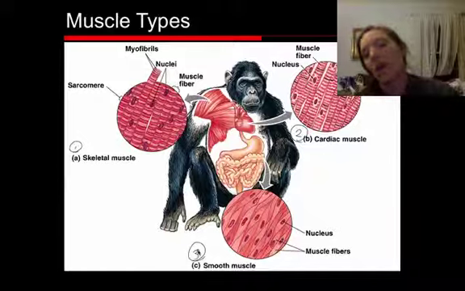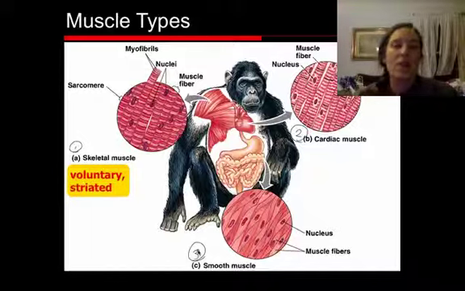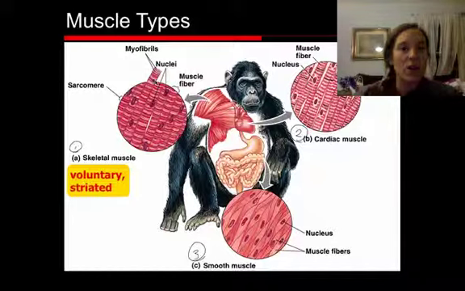So let's start with skeletal muscle. Skeletal muscle is what's called voluntary, and that means that you can move it by thinking about it. It is the only muscle type that you can do that with, so it's very special that way. It's also striated, which means that it is striped. If you look up here, you can actually see the striping on the muscle fibers or muscle cells.